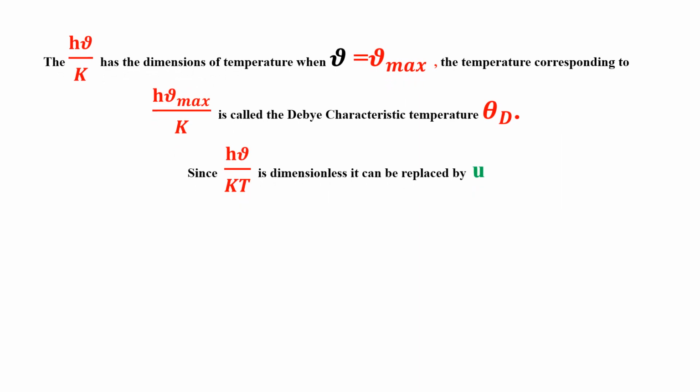Here you can see that h nu by k has the dimension of temperature when the frequency nu is equal to the maximum frequency nu max. So the temperature corresponding to this, h nu max by k, since when we consider nu equal to nu max, you can simply substitute nu with nu max. h nu max by k will be the new value. The temperature which belongs to this h nu max by k is known as the Debye temperature theta d.